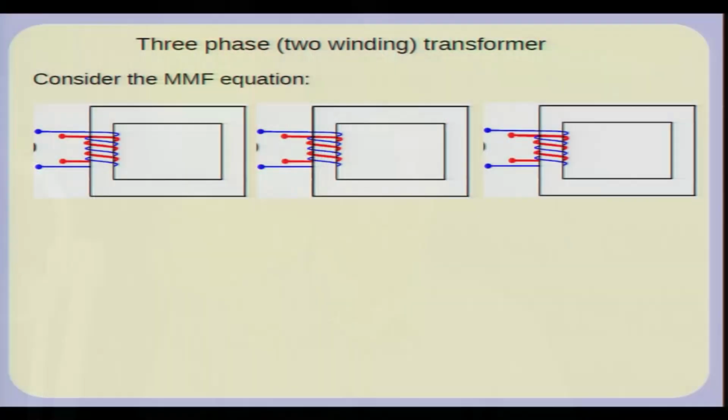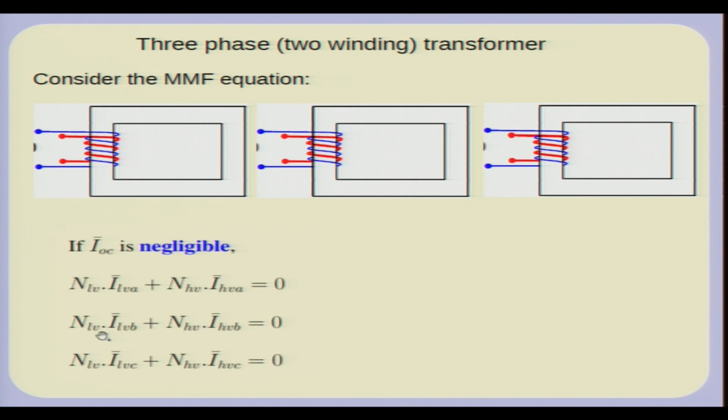So if you look at 3-phase transformers, you can apply the MMF balance to these 3 single phase transformers. The equations are, in case the open circuit current for all the 3 transformers is negligible, then you will have this relationship for all the 3 phases, and these 3 transformers then form a bank of 3 transformers. You can connect them in what is known as the star and delta connection. So can we go next?